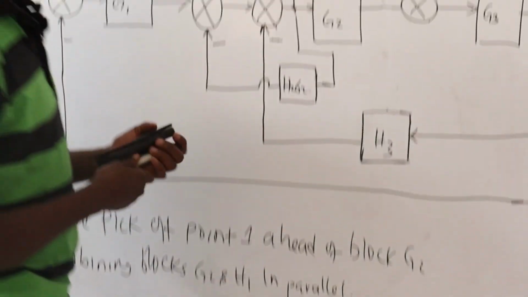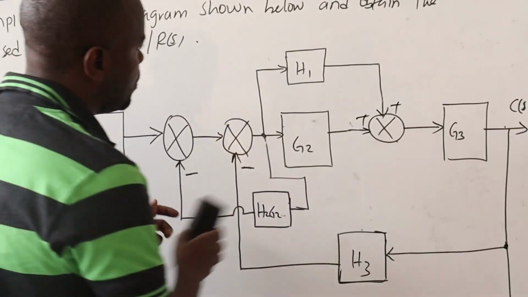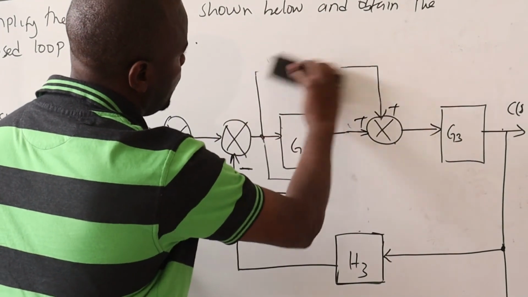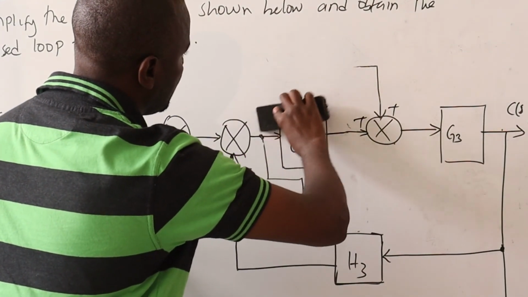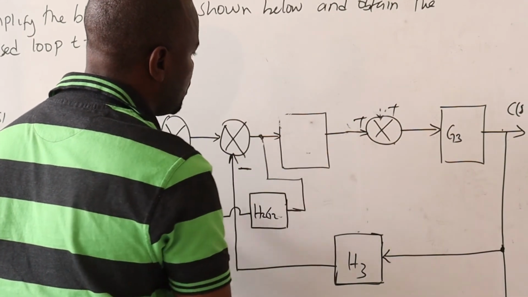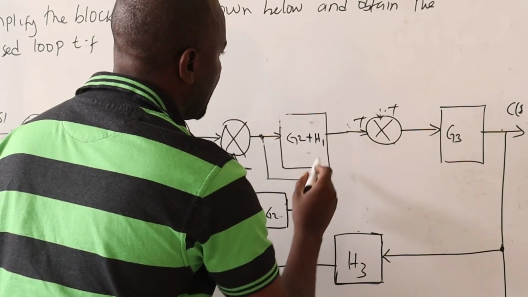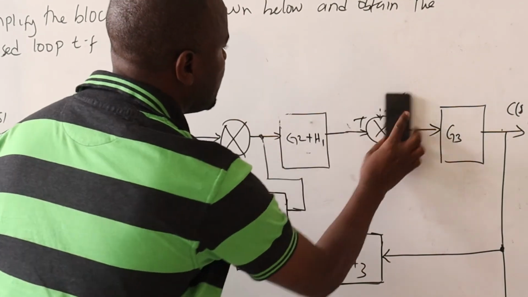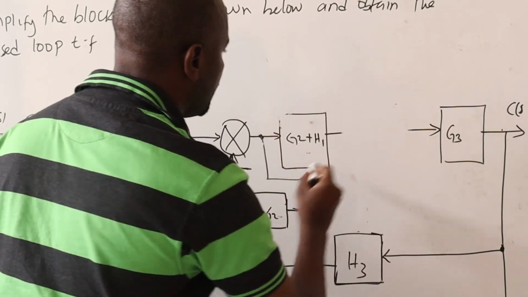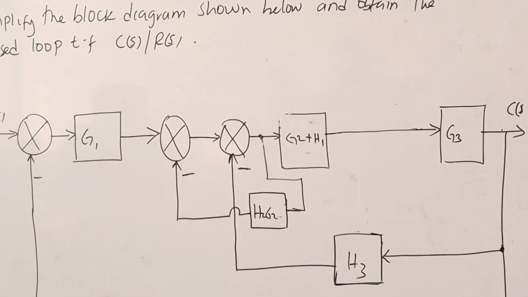And now that this one is not indicated, it means that they are all plus. So we indicate a plus there. In that case, because there is nothing in between, we can have G2 plus H1. So here we can have G2 plus H1. And when we do that, the summation sign will be removed in that manner. So we have a block diagram after combining the blocks G2 and H1 in parallel.